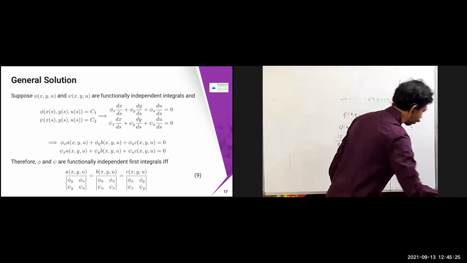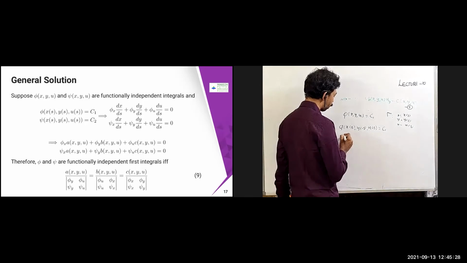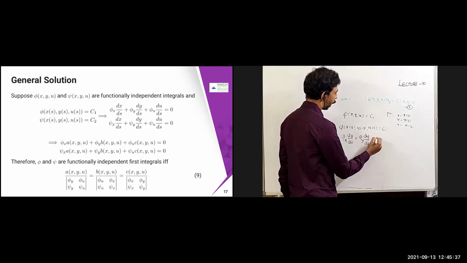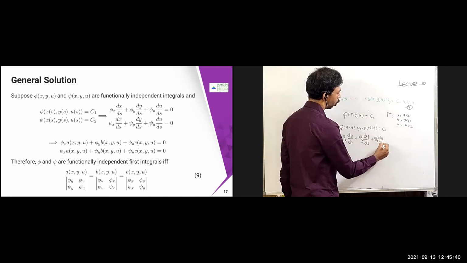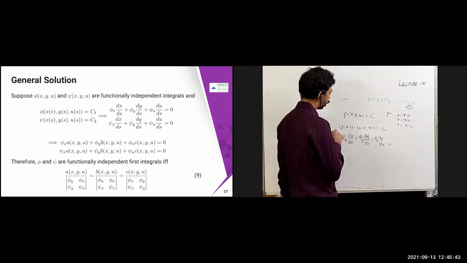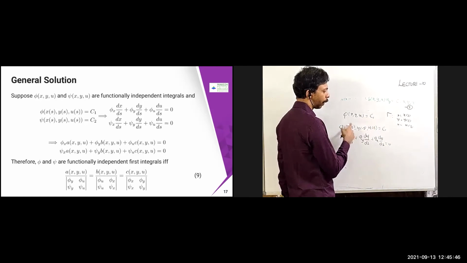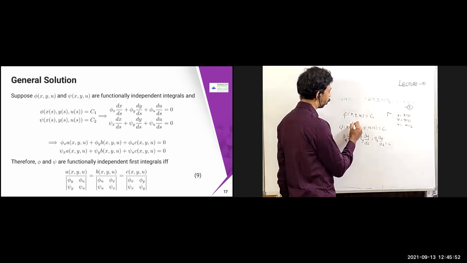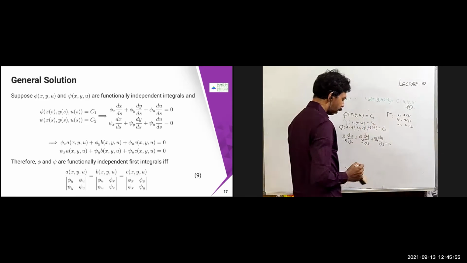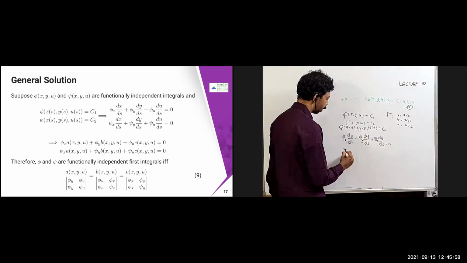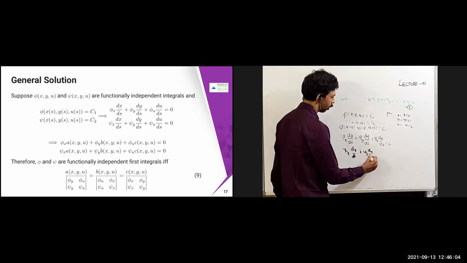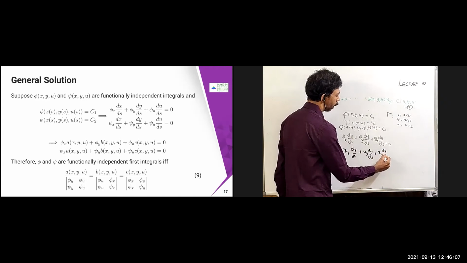So what is dπ/ds? It is a function of this. So π_x times dx/ds, plus π_y times dy/ds, plus π_u times du/ds equals 0. This is nothing but a total derivative, and since it is constant, it equals 0. In the same way I can apply this for ψ(x, y, u) = c2. In this case it becomes ψ_x dx/ds plus ψ_y dy/ds plus ψ_u du/ds equals 0.